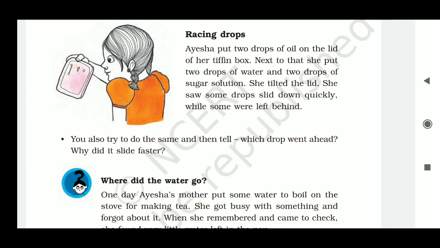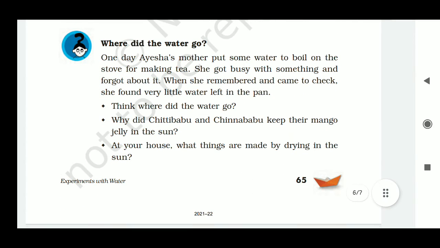When you tilt the tiffin box, you will find the 3 drops start sliding, and there is a difference in the speed. The water drops will slide faster, the other 2 being sticky. Sugar solution and oil, since they are sticky, will remain, and the speed will be less as compared to water drops.